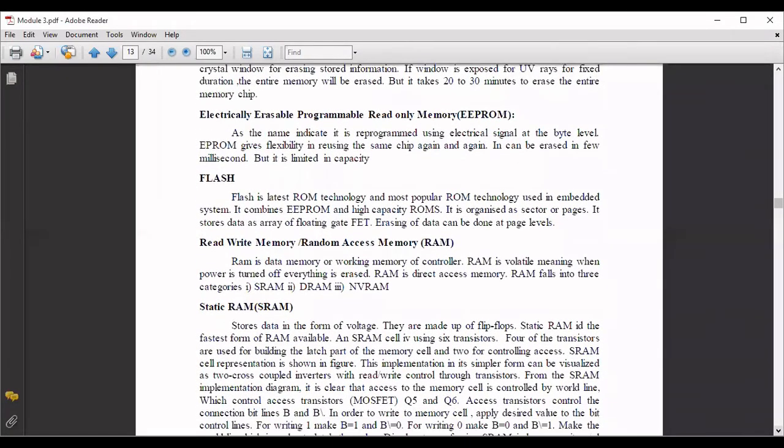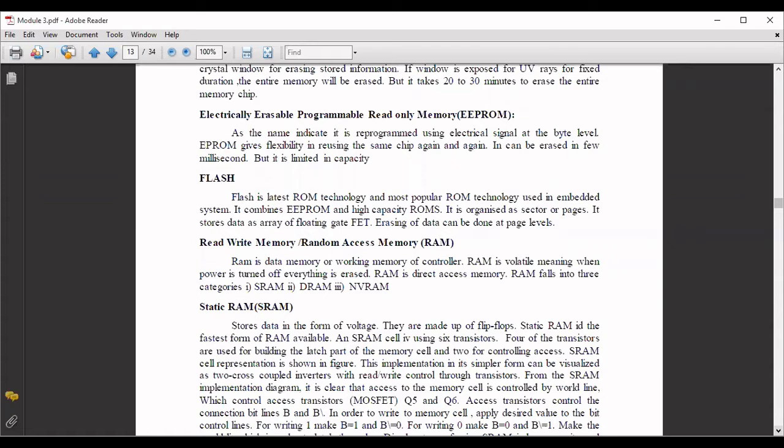In the same way, you have a read-write memory, that is random access memory, RAM. This is the major part. RAM is the data memory or working memory of the controller, you can say. RAM is volatile. What do you mean by volatile? When the power is turned off, everything is erased. RAM is a direct access memory.